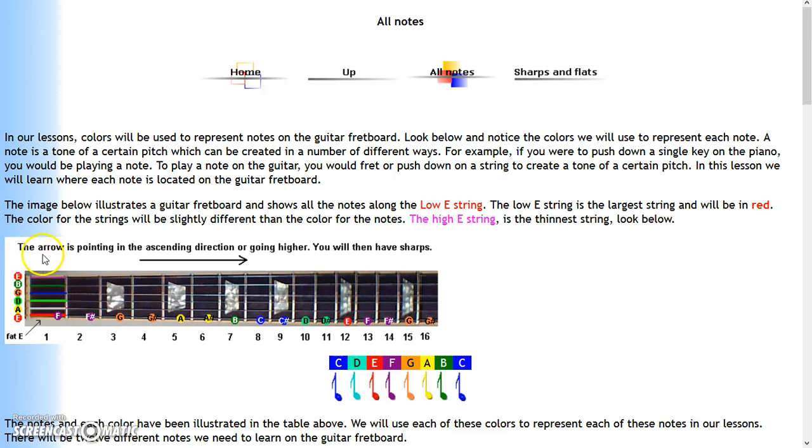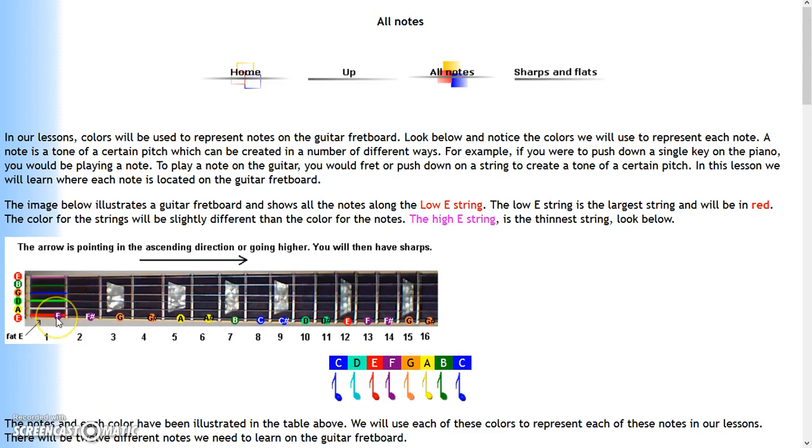And what we're doing is ascending up the fretboard, which means we're going higher. Say we're climbing a mountain here. And as we climb up higher, we use the hash mark, the hashtag mark. It represents the sharp. The sharp note is 1/2 step above the note that you're playing.